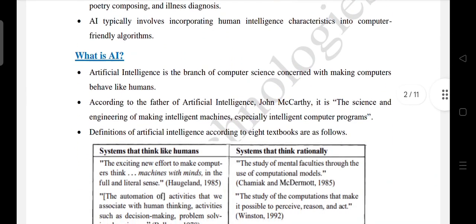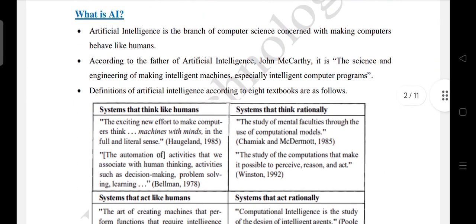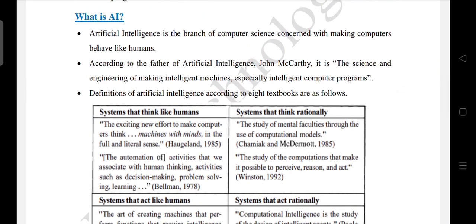What is AI? Artificial intelligence is the branch of computer science concerned with making computers behave like humans. According to the father of artificial intelligence, John McCarthy, it is the science and engineering of making intelligent machines, especially intelligent computer programs.